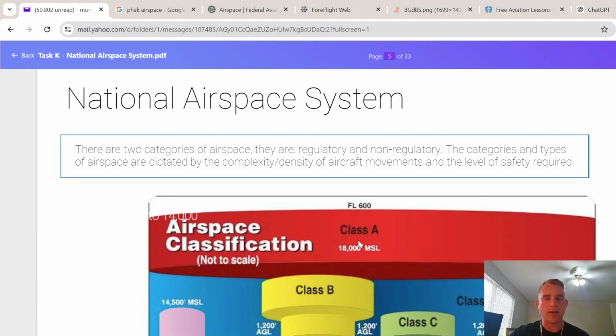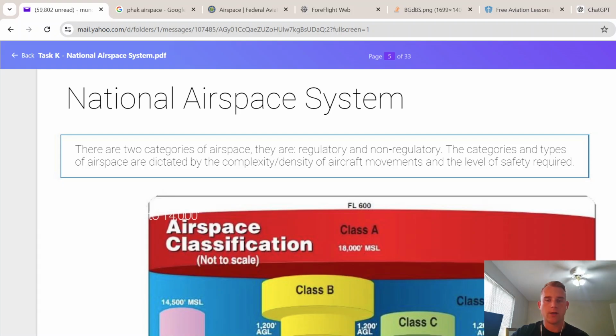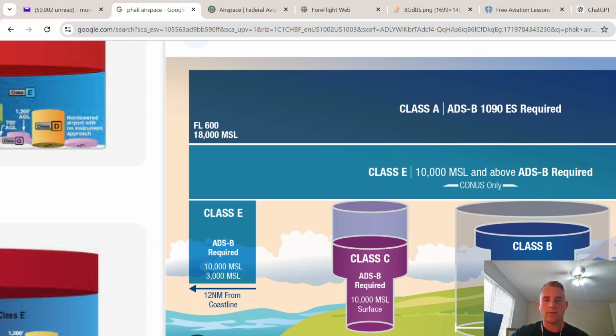Okay, this is the PHAK image. I don't like this image. It's never made any sense to me at all. I remember staring at this when I first started flight training, and this just doesn't work in my brain. So the image I use instead is this one.